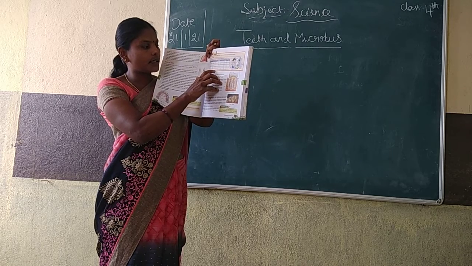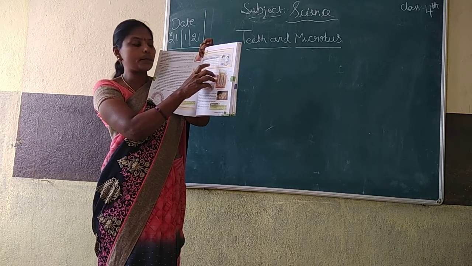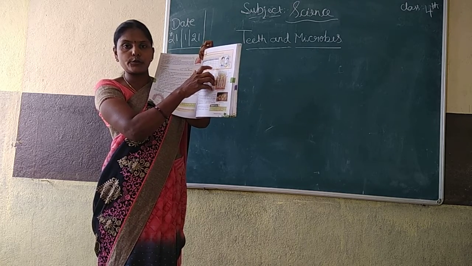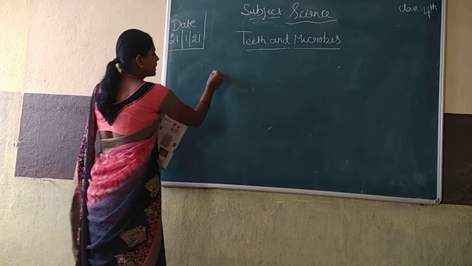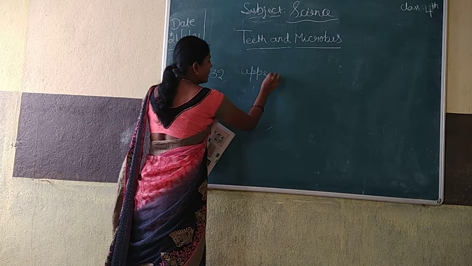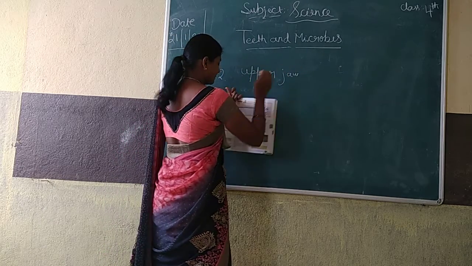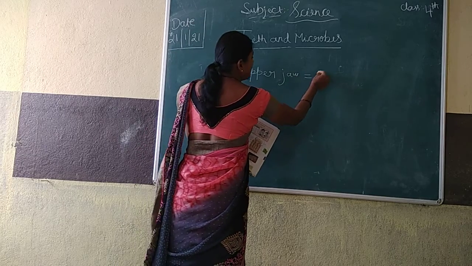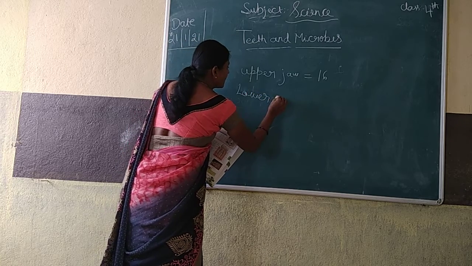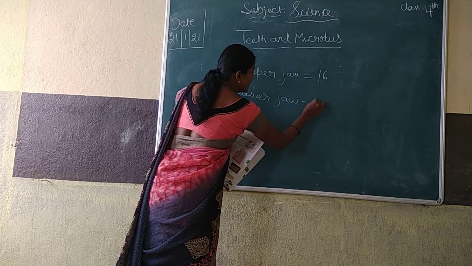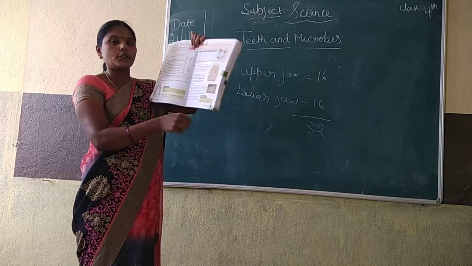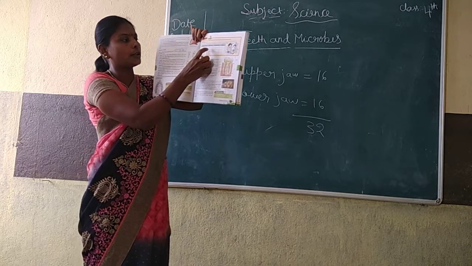Total teeth: 16. How much do you get? In the lower jaw 16, in the upper jaw 16, totally 32. Total how many teeth? 32. In the upper jaw 16, in the lower jaw 16, totally 32. Understood? You have to fill here.